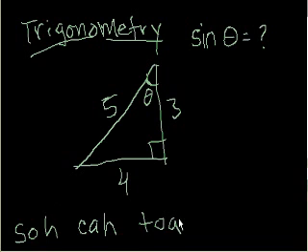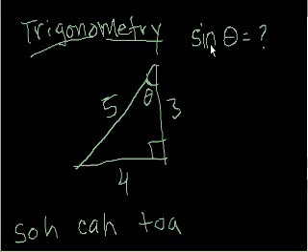Now you might say, well, what is SOHCAHTOA? Well, SOHCAHTOA says that sine is opposite over hypotenuse, cosine is adjacent over hypotenuse, and tangent is opposite over adjacent. Now that's going to be confusing right now, but we're going to do a lot of examples, and I think it's going to make sense.